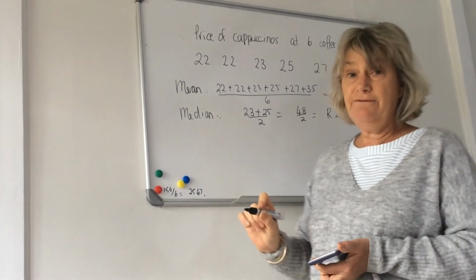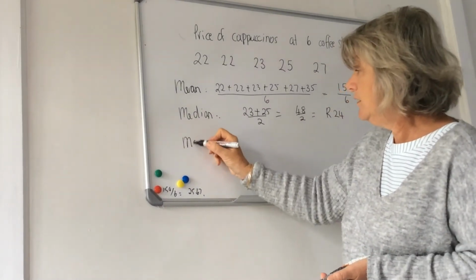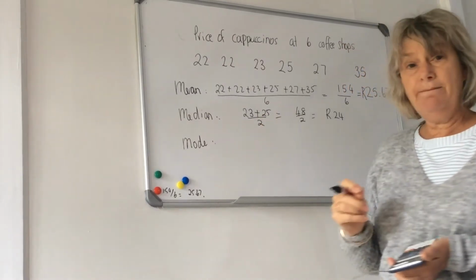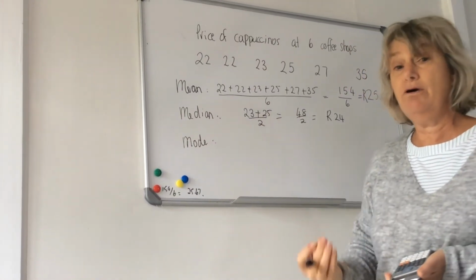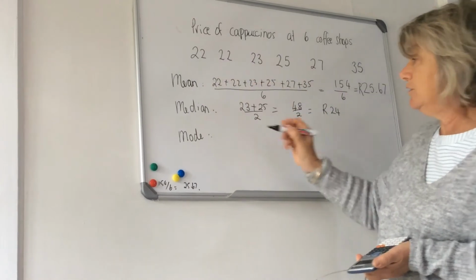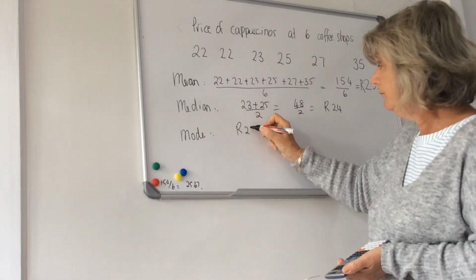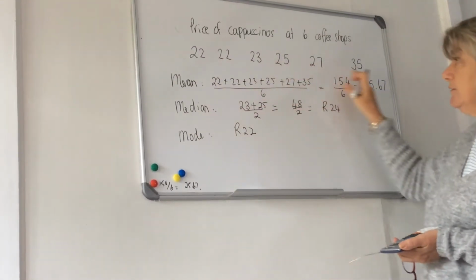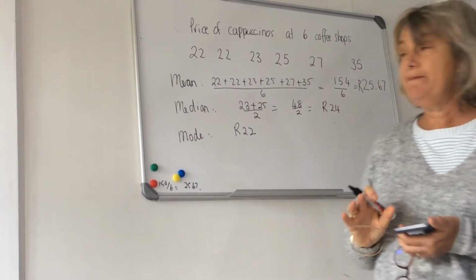The third way to find an average is a mode. A mode is the number or the value that occurs most often. In this case, it's 22 Rand, because it occurs twice and all the other values only once.